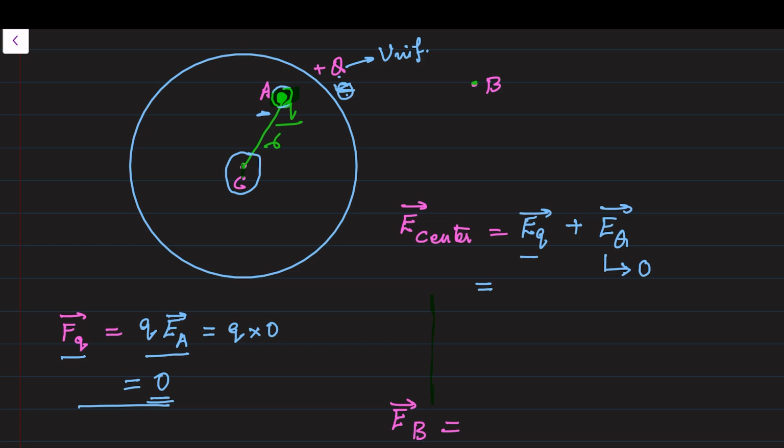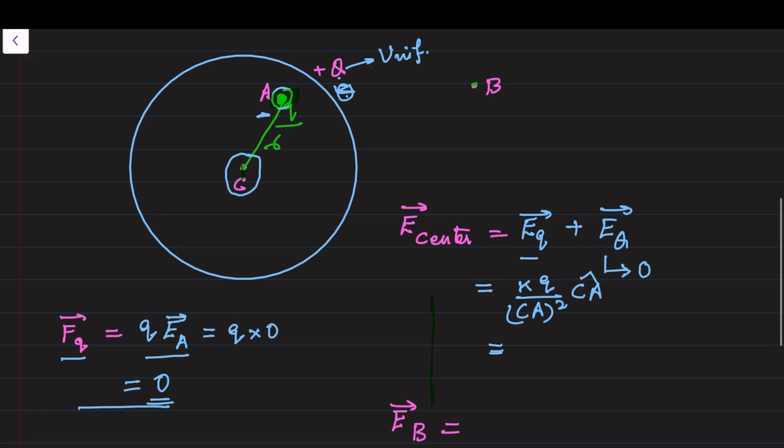And that will be equal to KQ upon CA whole square, and the direction will be along the CA vector. So the electric field at the center will be K, which is 1 upon 4 pi epsilon naught, Q upon CA squared, where CA is given as r. So it is not the CA cap, it will be the AC cap, because the direction will be away from the charge.